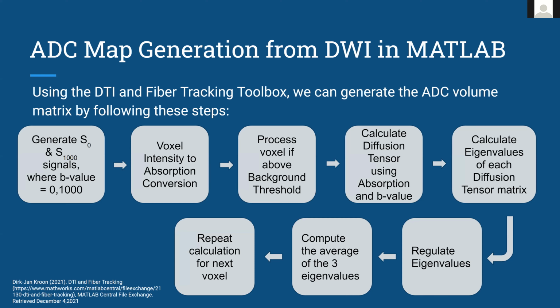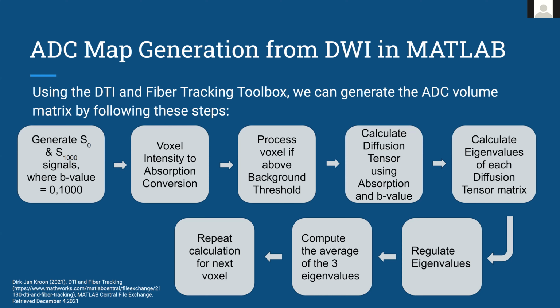All right, for our Matlab demonstration, we use the DTI and fiber tracking toolbox to generate this ADC map. So the way this works is we first obtain our S0 and S1000 signal. S1000 is basically the signal at the DWI value, the DWI image. And then we convert the voxel intensity to absorption. That's basically taking the natural log of S1000 over S0. From here we only process the voxels that were above the background threshold, which we can decide.